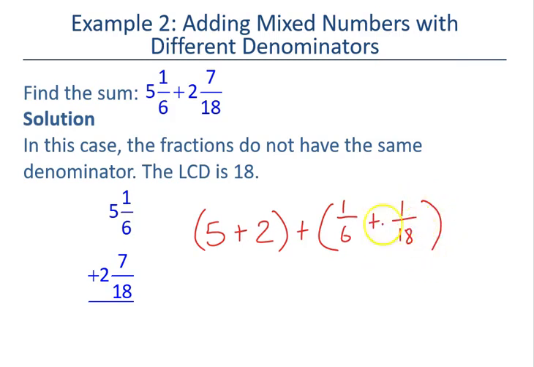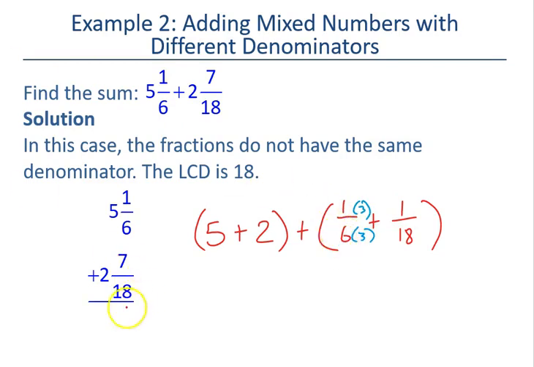I've got to find an LCD here, but instead of doing the prime factorization, I want you to notice something. Notice how this 6 is a factor of 18. Since it goes into 18, I'll change this 6 to an 18 so that they match. I know that 6 times 3 is 18, so what I do to the bottom, I have to do to the top.